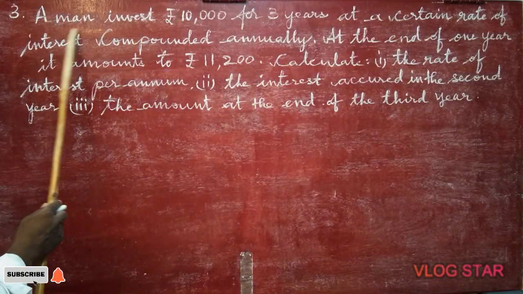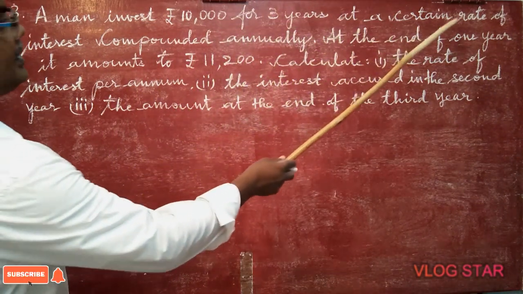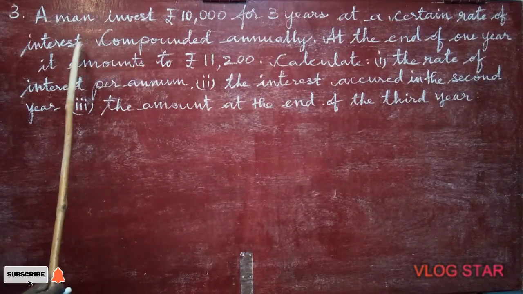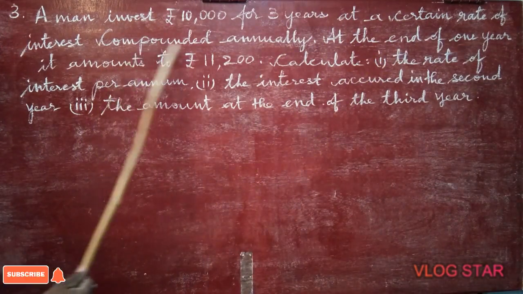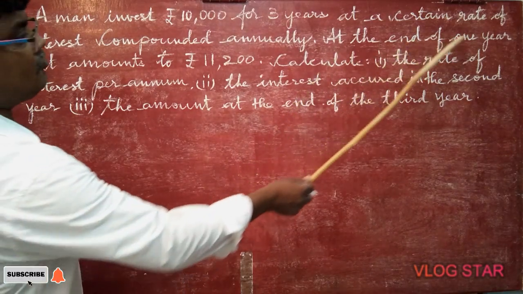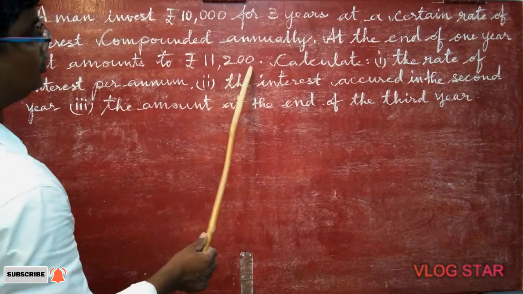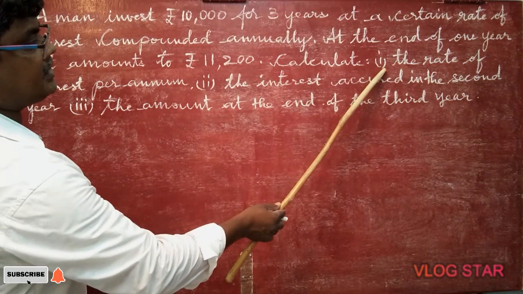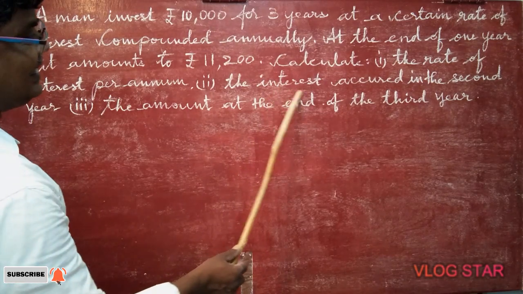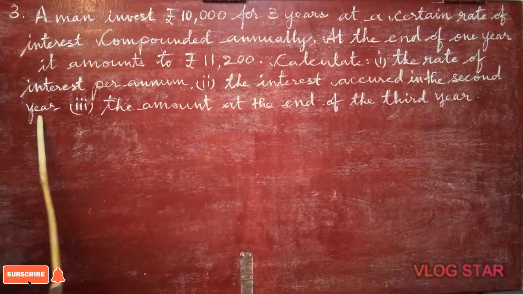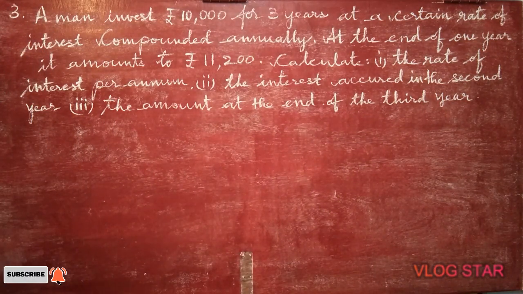Third problem. A man invests rupees 10,000 for 3 years at a certain rate of interest. Here they did not give how much the rate of interest is. We don't know. Compounded annually, at the end of the first year it amounts to rupees 11,200. Calculate first, the rate of interest per annum. Second, the interest accrued in the second year. Second year interest, how much he got, we have to see. And the amount at the end of the third year. Third year, how much total amount he got, we have to see.